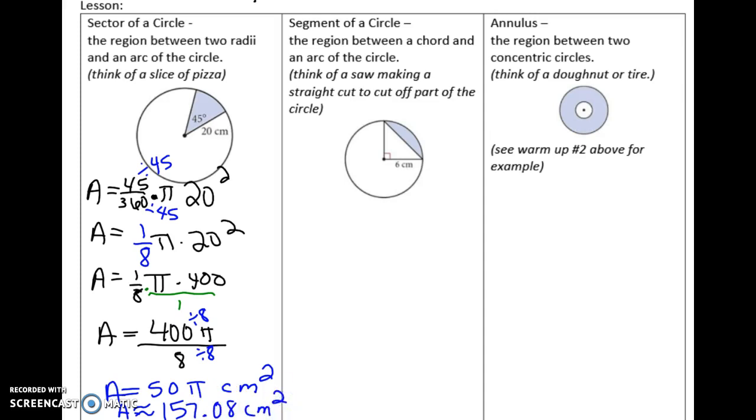All right, for the segment of the circle, this one's kind of the newer one here. So if you can kind of see, we've got a portion of a circle, so a fourth of a circle, and then we've got a triangle. So what we want to think of is taking this fourth of the circle minus that triangle to see what's left. So we've got a radius of 6 on your fourth of a circle, and then your triangle is going to be a right triangle with 6 by 6.